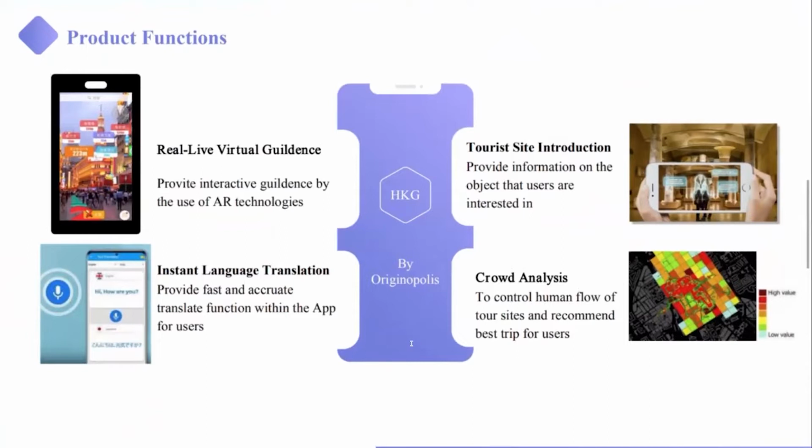First is the virtual guidance supported by AR. And second is the tourist sites introductions, so that users can know more about what they are interested in. And third is the instant language translation that allows tourists to enjoy the sightseeing conveniently. And last but not least is the crowd analysis ability to recommend a back route for visitors to reduce waiting time during their travel.